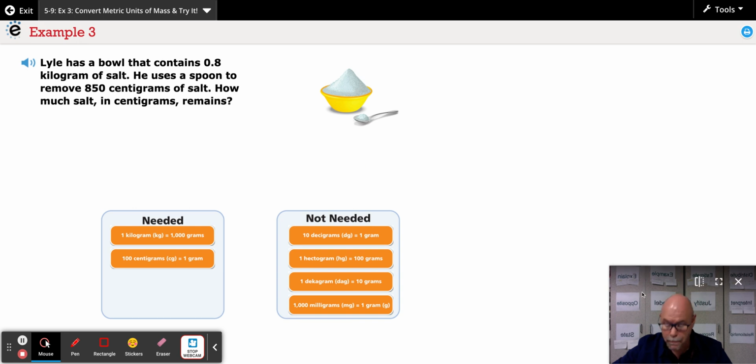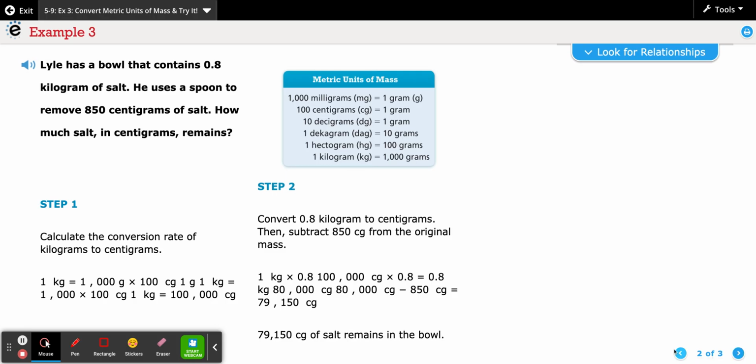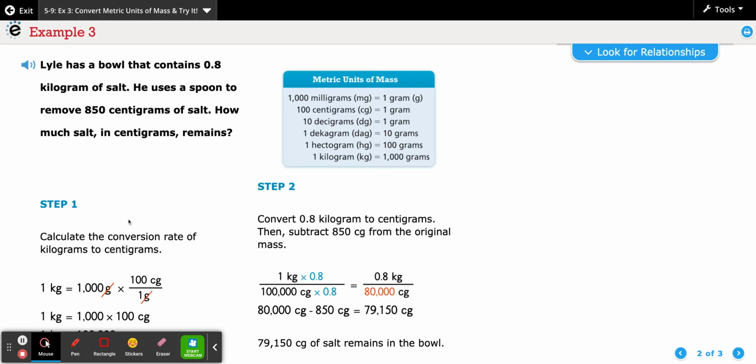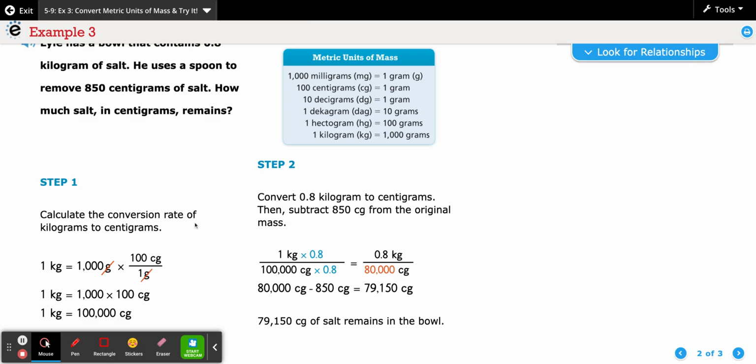All right, let's go ahead. I'm assuming we're going to go ahead and solve this. There we go. Two ways of doing it. Step 1, calculate the conversion rate of kilograms to centigrams. So 1 kilogram using the conversion rate, here they just said this is equal to this. Here's the 1,000 grams times 100 centigrams. And then they did the math here. So 1 kilogram is 100,000 centigrams. So that was step 1.